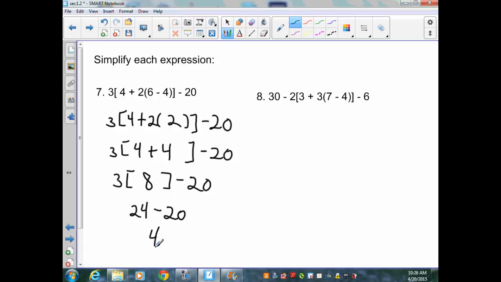Similar problem number 8. Again, a bunch of grouping symbols. Again, relax and just copy what's in this problem. And all I really want to work on is that little bit. Even though it looks very big, I want to work on that little piece. Bring down my 30, minus 2. Bring down the 3, plus 3, parentheses.